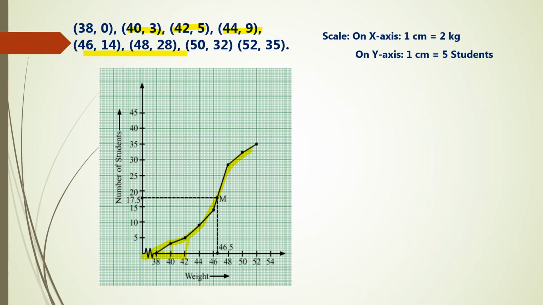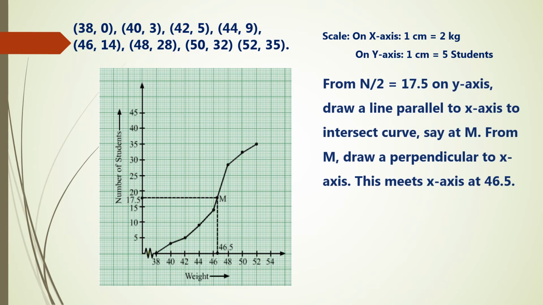Now we will find the median by using this ogive. From n by 2, which is equal to 17.5 on the y-axis, draw a line parallel to the x-axis to intersect the curve, say at M. From M, draw a perpendicular to the x-axis, and this meets the x-axis at 46.5.